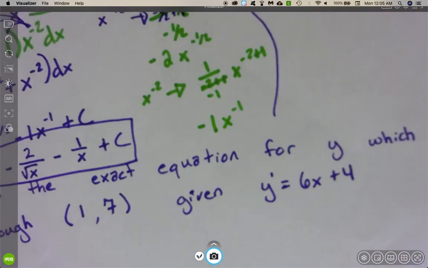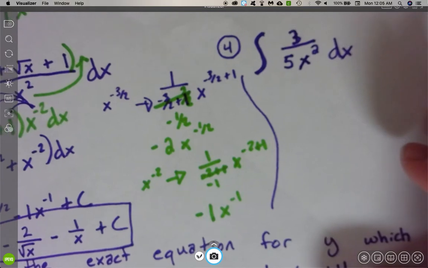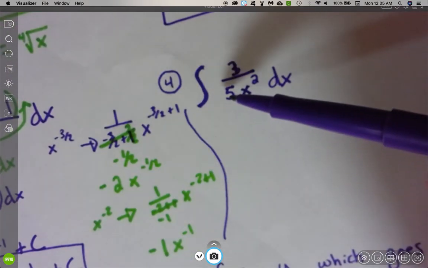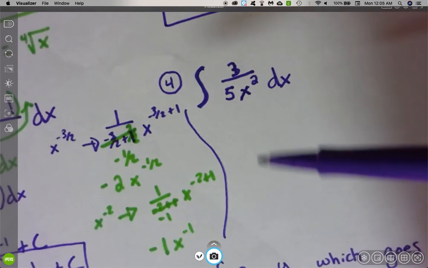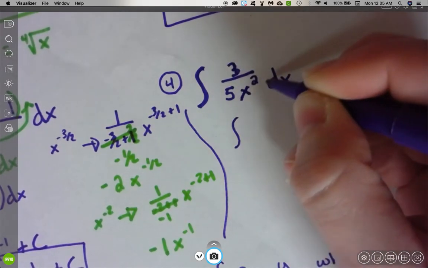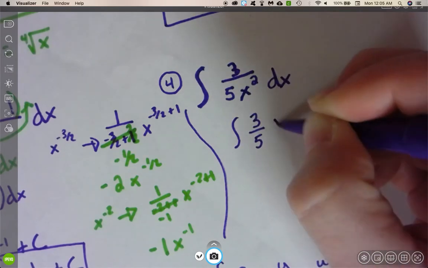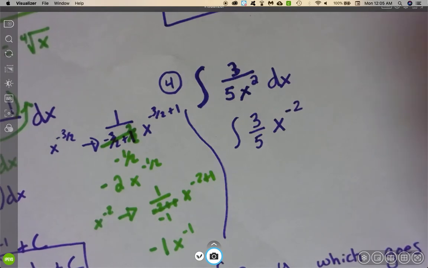This one I put in here because it's really similar to one that you have in your homework assignment, and I know it's going to throw people for a loop because you're going to think that you need to move the 5 to the top along with the x squared, but you do not. So when we rewrite this, we're going to move the x squared to the top, but we're going to leave the 5 on the bottom. So this is just going to be 3/5 x to the negative 2 power, if I move that x to the top, that's what it will look like.